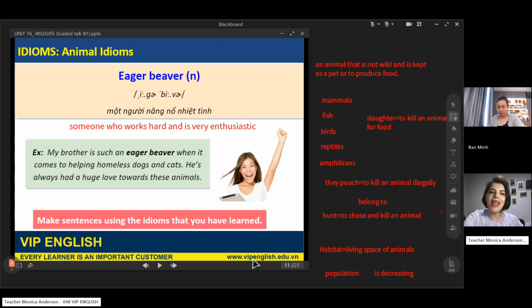So tell me, do you know any eager beaver? Yes, I know the woman who works hard and is very enthusiastic. It's you. Me? Really? You, eager beaver. Thank you. Has anyone told you that you are an eager beaver? Yeah, of course. I haven't thought about it before.